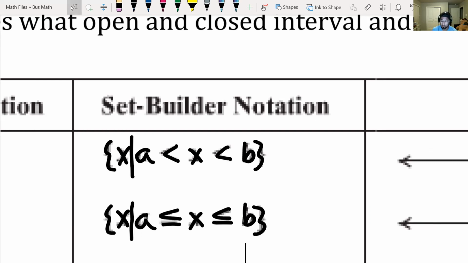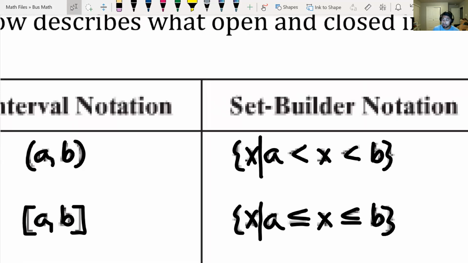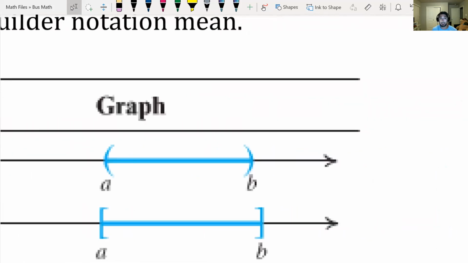So what we see about this is that parentheses get less than or greater than symbols. Brackets get less than or equal to or greater than or equal to symbols. So that is the big difference between parentheses and brackets. Okay, now let's see how it is graphed on the number line. And again, there's the difference. Bracket A all the way to bracket B.